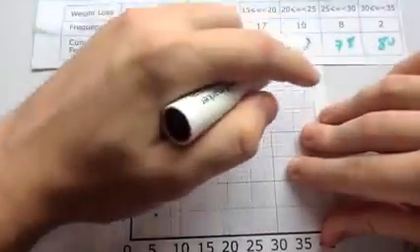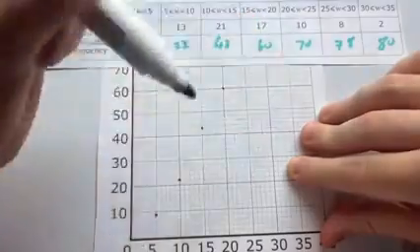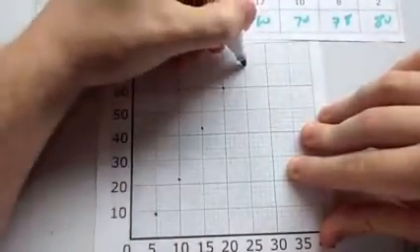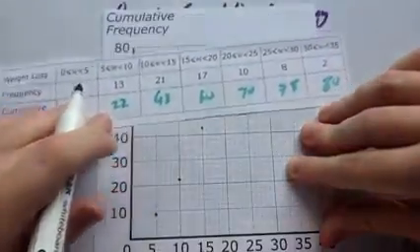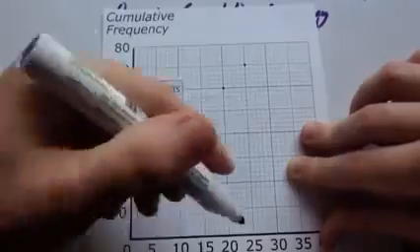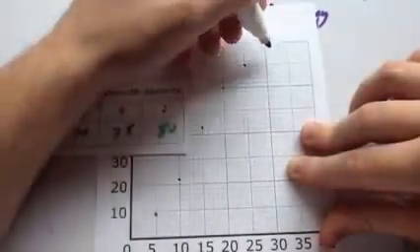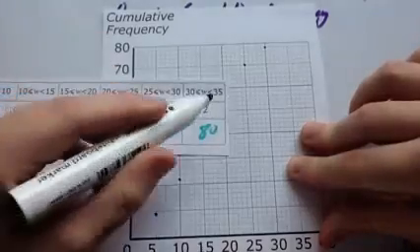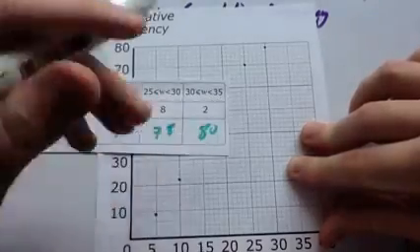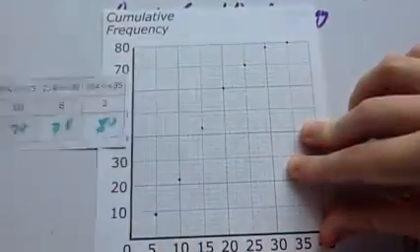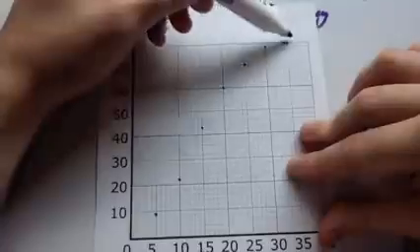20 to 25. The cumulative frequency is 70, so 25 across and 70 up. The next one is 25 to 30 and it's 78, so we're going to go 30 across and 78 up. And finally 30 to 35 goes up to 80, so 35 goes up to 80. You'll see now that your points follow the cumulative frequency curve shape.